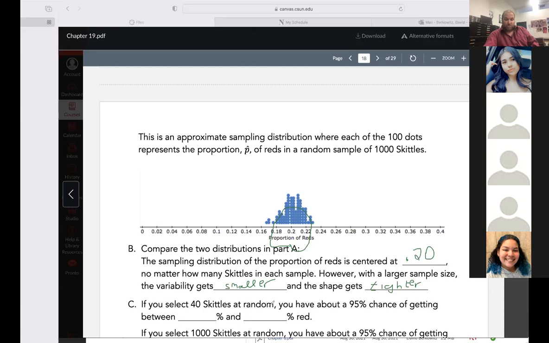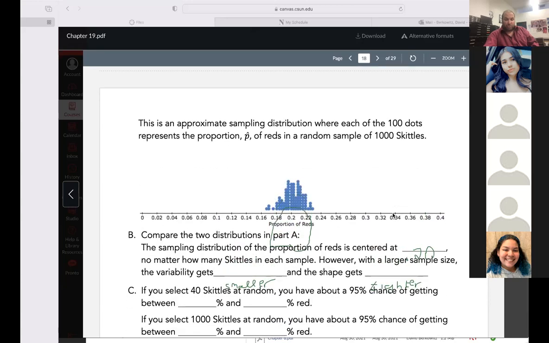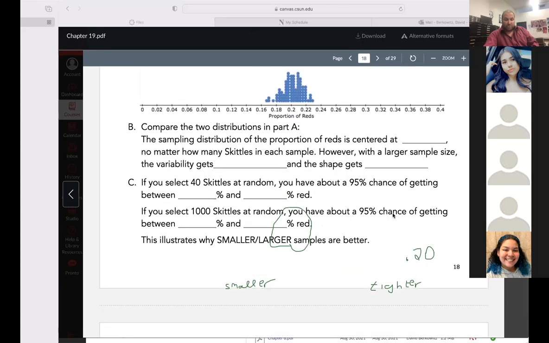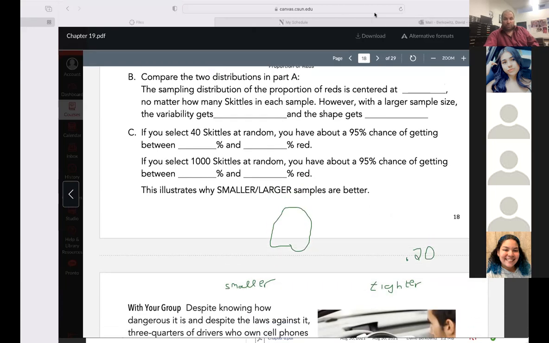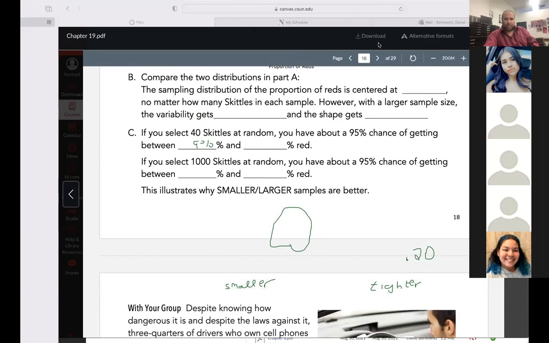If we select 40 at a time, you have about a 95% chance of getting between, what were those numbers we gave? About 9% and 34%. So in the case of 40, it was between 9% and what did I just say? Anyone? 34. 9 and 34.